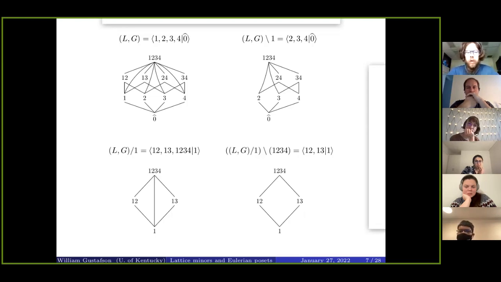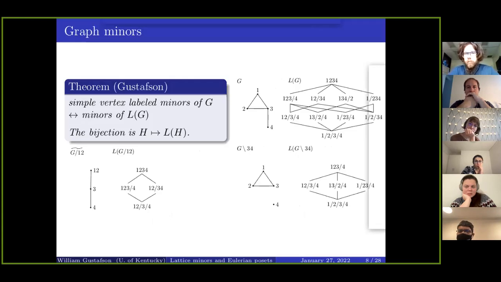Now I want to talk about how these relate to graph minors and more generally polymatroid minors. Okay, so the statement here is that all the simple vertex labeled minors of a given graph, as I defined on the first slide at the beginning of the talk, are in bijection with the minors of the lattice of flats. And this bijection is we just take a graph minor and send it to its lattice of flats. There's a bit of a caveat here in how we label the lattice of flats, especially since the edges are unlabeled.